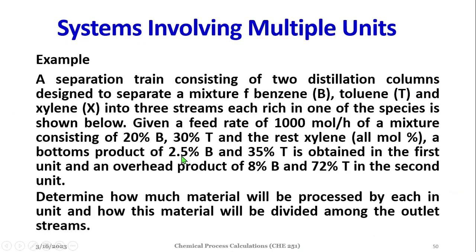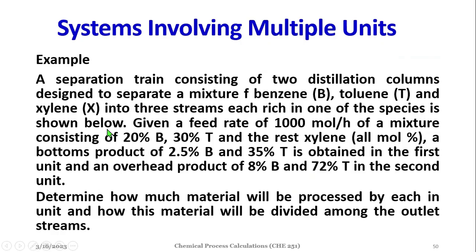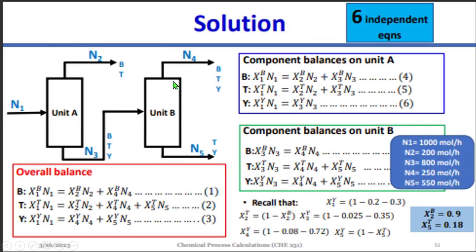The question also gave us the composition of the bottoms products from the first unit. We said that a bottoms product of 25% B and 35% T is obtained in the first unit. So for the first unit, the bottoms product, they give us the composition. And the question also said that an overhead product of 8% B and 72% T in the second unit. So for the second unit, they give us the overhead product composition. So what we can do is find the balance around the individual units, and then we can find the overall balance as well, right?